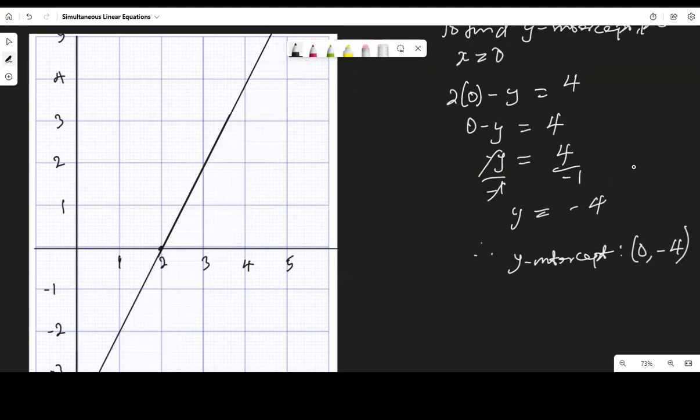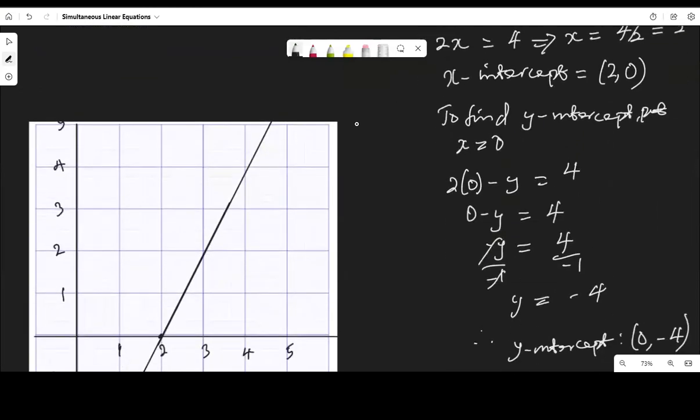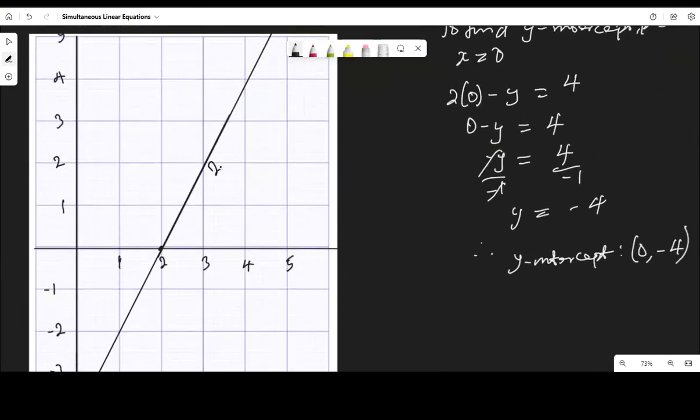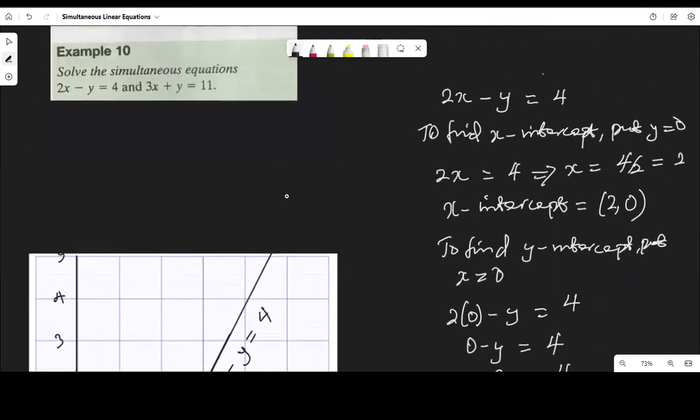The equation is 2x minus y, right? Let's confirm that. 2x minus y equal to 4. That is the first equation. And let's do the same thing for the second equation, which is 3x plus y equal to 11.